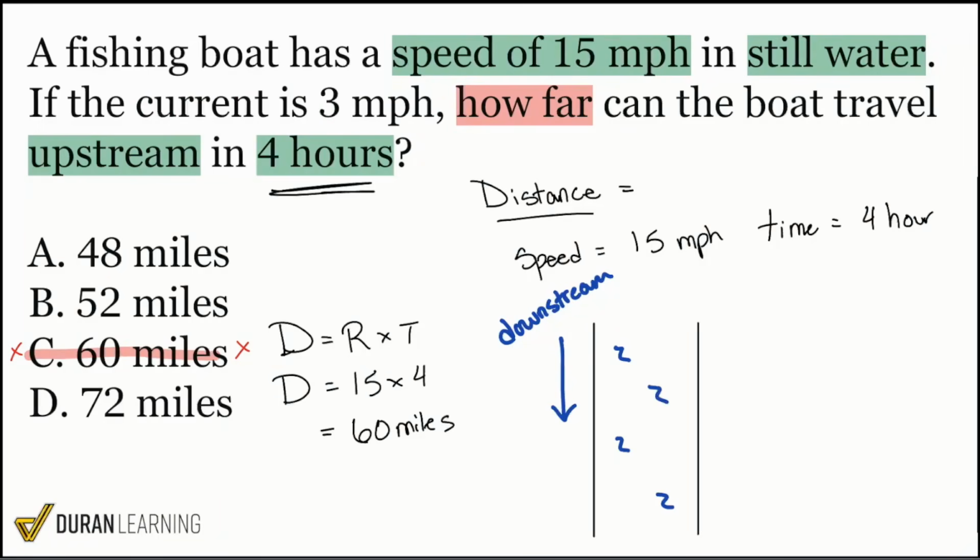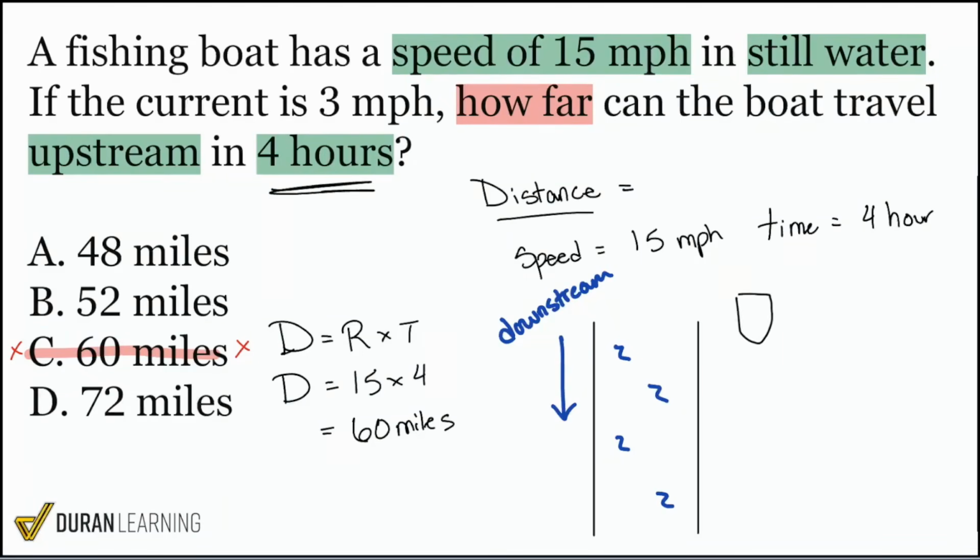The current that we're given here, it says 3 miles per hour. Now, that's not even the most important part. Everyone, the current being 3 miles an hour means it helps you go downstream by 3 miles an hour. And when we think about the boat that we're talking about, everybody, is that boat going downstream? Or is that boat going upstream? Which way is it, everybody? Yeah, it's going upstream.